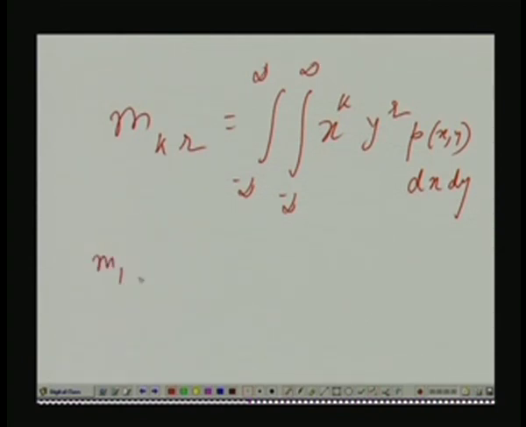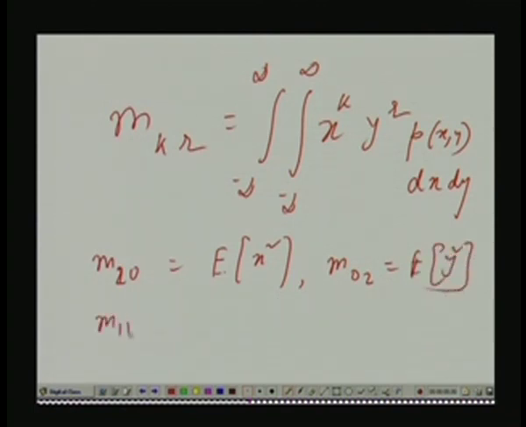What is M11? Or say start with M20. Clearly it will be expected value of x square. Why? y to the power 0 is 1, x to x square, p x comma y dx dy, p x comma y will be written as before like p of y given x and then p x, this integral will be 1, and we get expected value of x square. Similarly, M02 is E of y square, and M11 is expected value of xy. These are all second order joint moments.